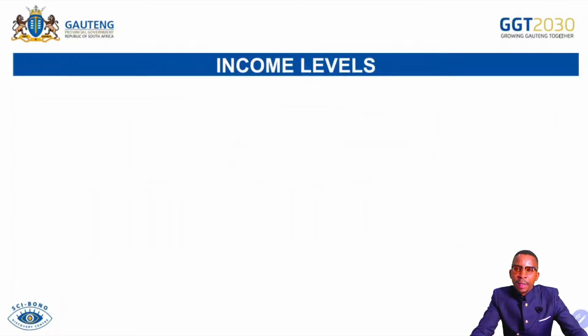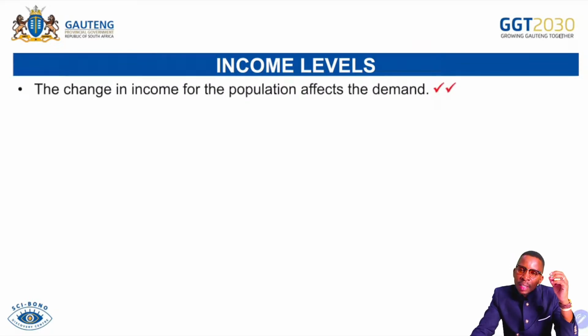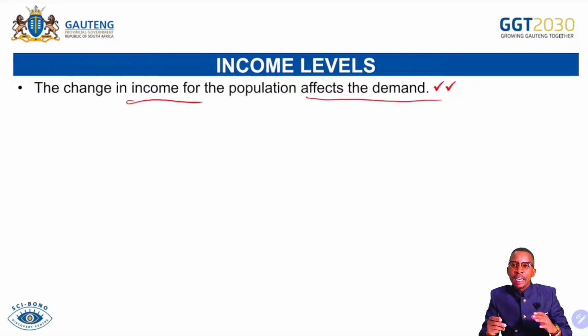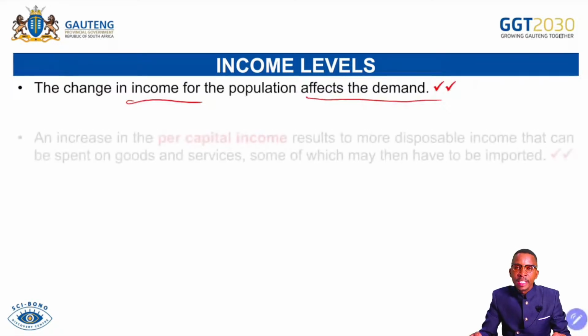And then income level. We know that whenever the level of income increases, let's say the income per capita increases in the country, it's obvious that the disposable income for the population will be increasing. The change in income level of the population affects the demand. We know that as the income changes, the demand for goods will be changing also. So if income is increasing, there will be more demand for goods in the domestic market. If income decreases, there will be less demand for goods and services in the domestic market.